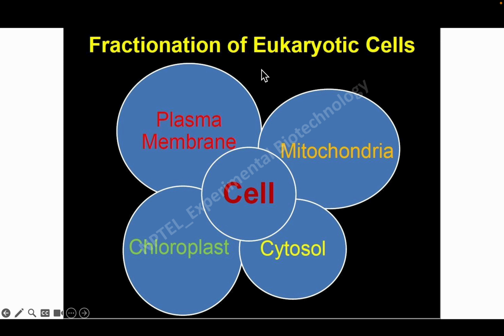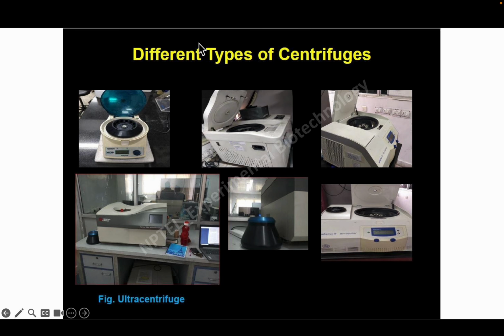Fractionation of eukaryotic cells: if you fractionate, you will get cell, chloroplast, cytosol, mitochondria, plasma membrane. Different types of centrifugation are there at different speeds. This is a Beckman ultracentrifuge, this is a tabletop centrifuge. There you will also find others.